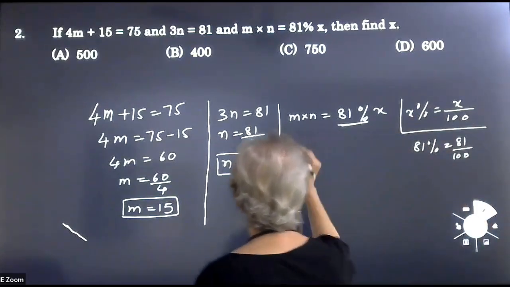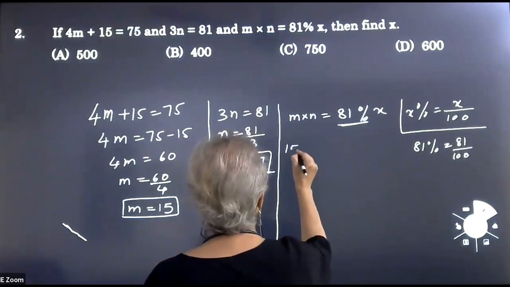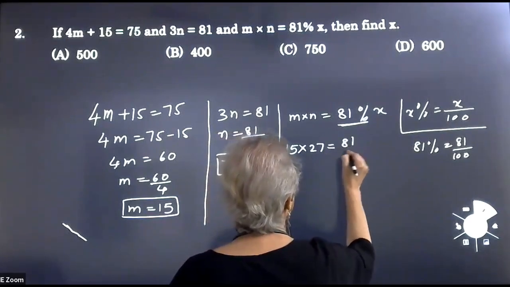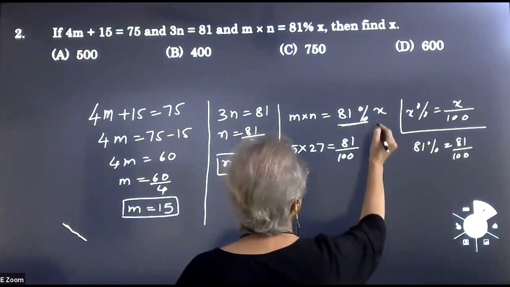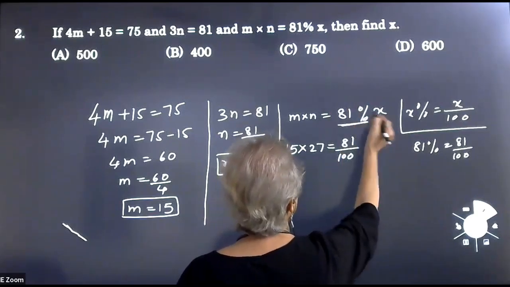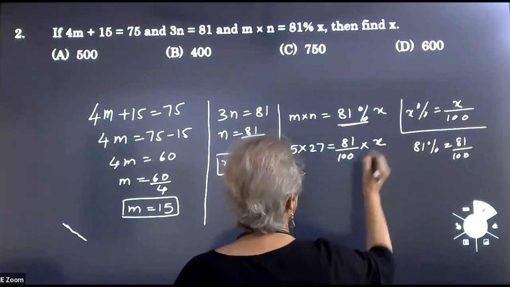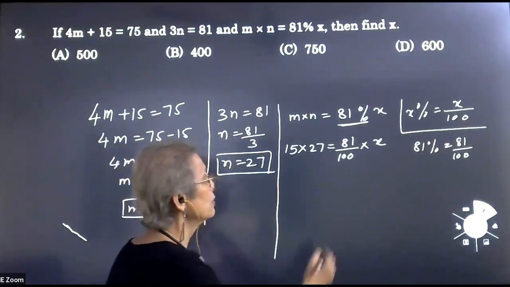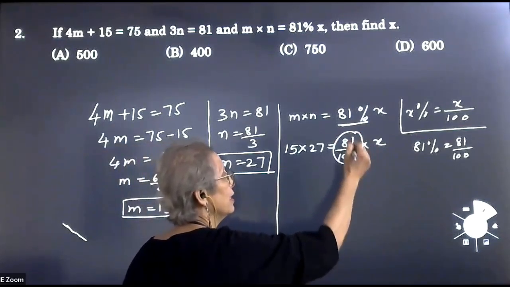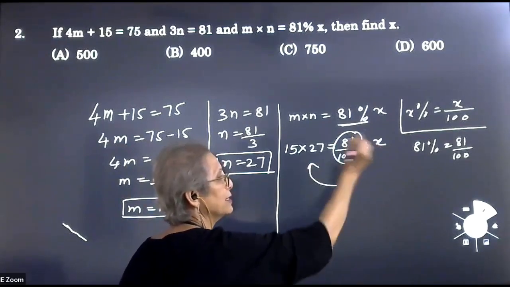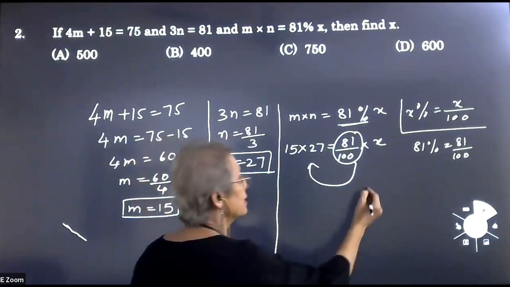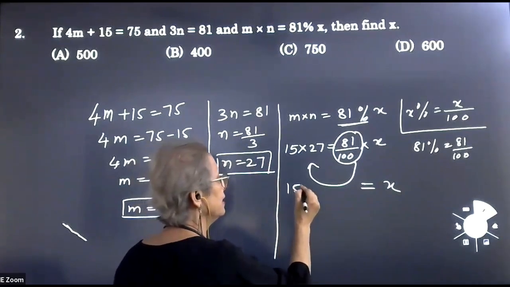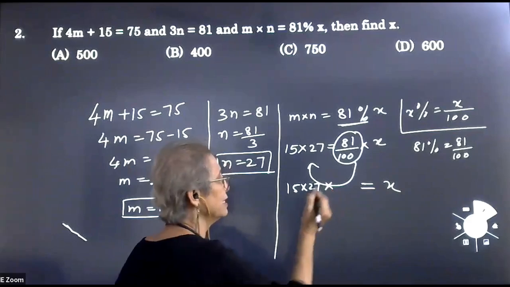So let us take here, what is m? M is 15 into n is 27, and this is equal to 81% of x, where 'of' means multiplication. Here nothing is given, that means it is multiplication, and we have to find the value of x, right? So what to do? We have to take this whole number to the other side to find the value of x. So let us keep x on this side as it is, and here we will take 15 into 27 and this number.